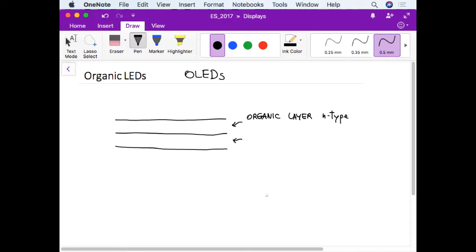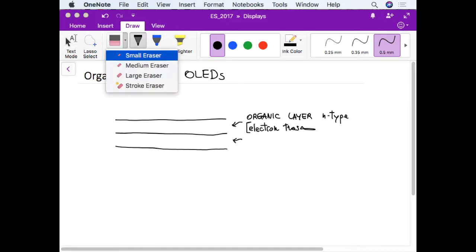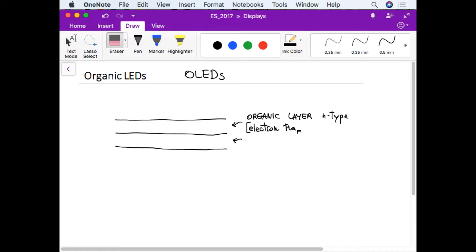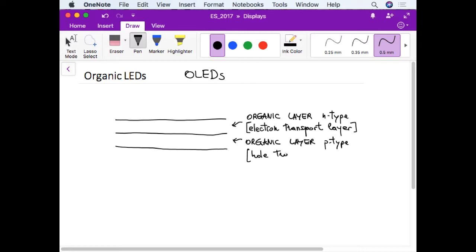An organic layer which is N-type is also called the electron transport layer, because it's the layer in which the carriers are electrons. And there's another organic layer which is P-type, typically a different material, and it's also called the hole transport layer.